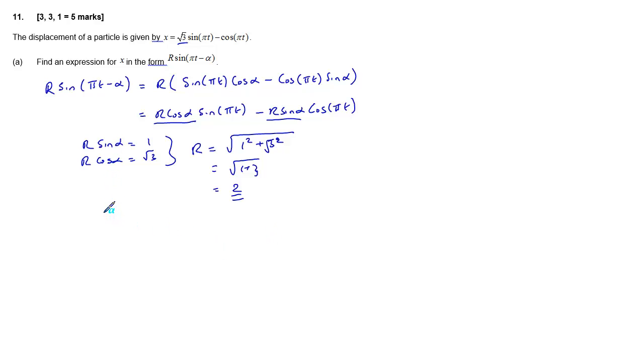And then dividing here, the r's will cancel. Sine alpha over cos alpha is tan alpha, so tan alpha is 1 over root 3. And that tells me that alpha is equal to pi by 6 radians, 30 degrees, but obviously we're working in radians here. So we can write this as 2 sine pi t take away pi by 6.